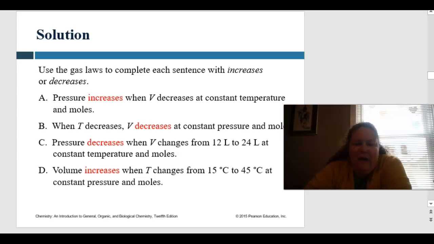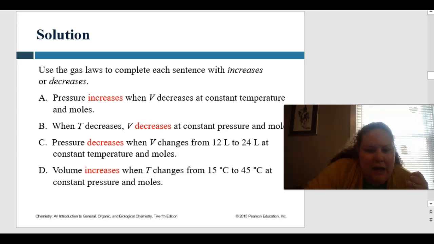So did you guys get for A that pressure increases when volume decreases at constant temperature and moles? And for B, that when temperature decreases, volume decreases at constant pressure and moles. For C, the pressure is going to decrease when the volume changes from 12 liters to 24 liters at constant temperature and moles. And the volume increases when the temperature changes from 15 degrees Celsius to 45 degrees Celsius at constant pressure and moles. Great job, guys.